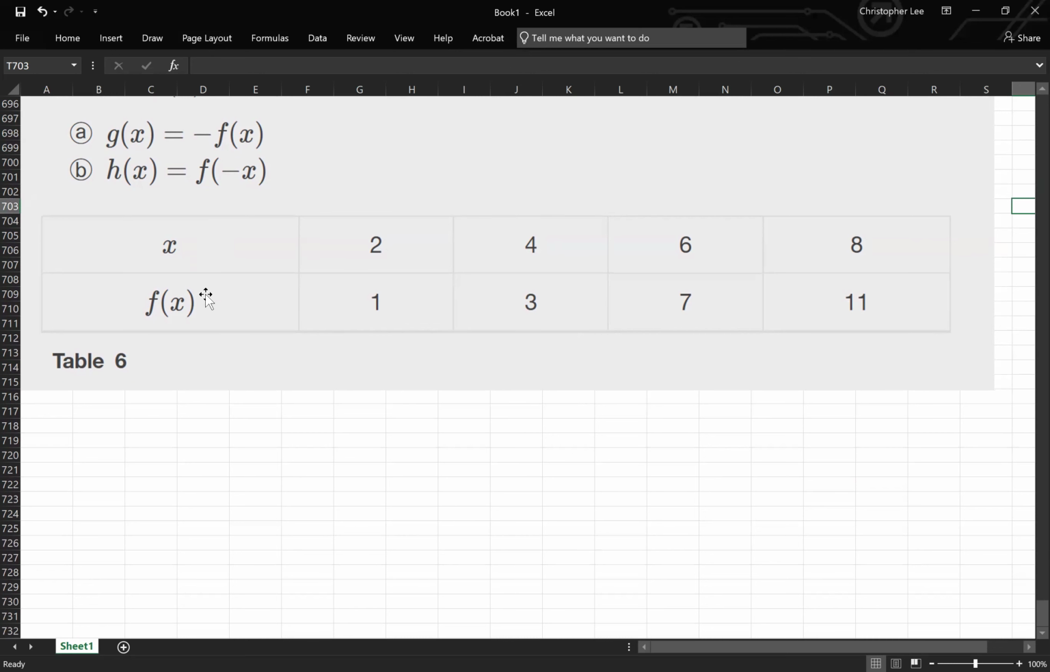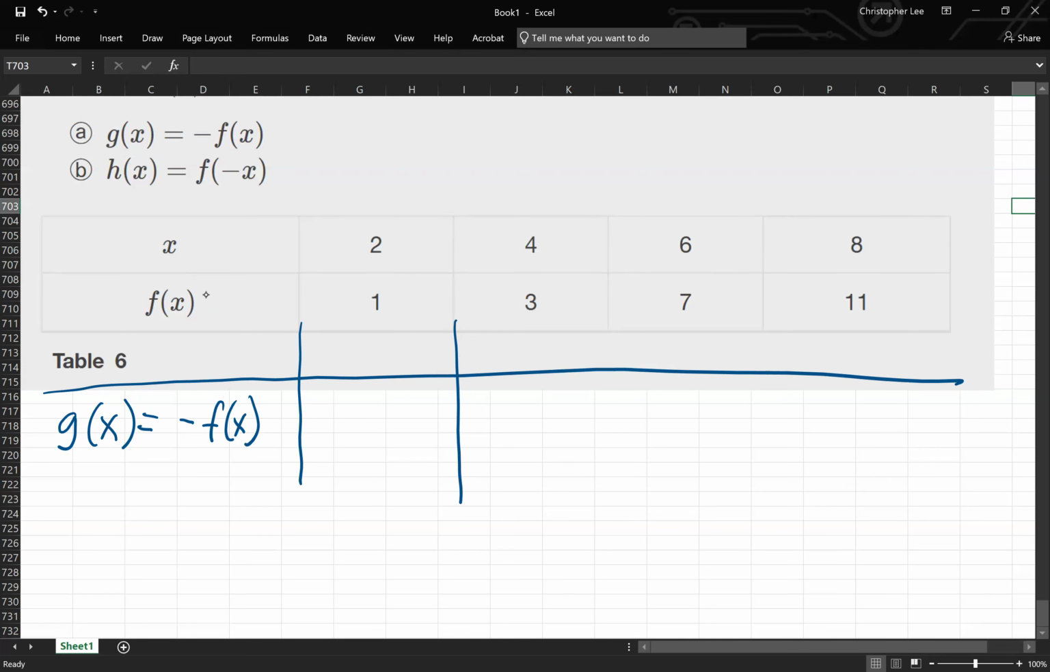You've got your x, you've got your f of x. G of x is literally negative f of x. It's literally that. Just put a line right here. So that being said, what am I going to write here? -1. What am I going to write here? Very good. Next one. Very good. Next one. Perfect.